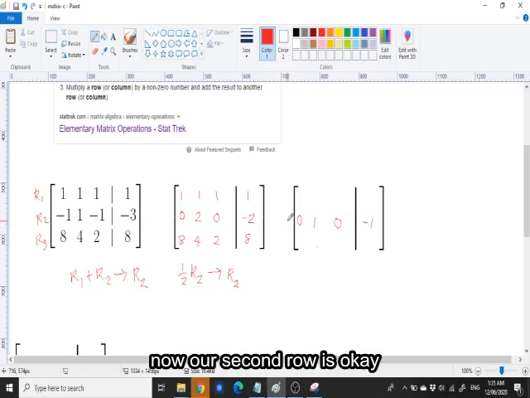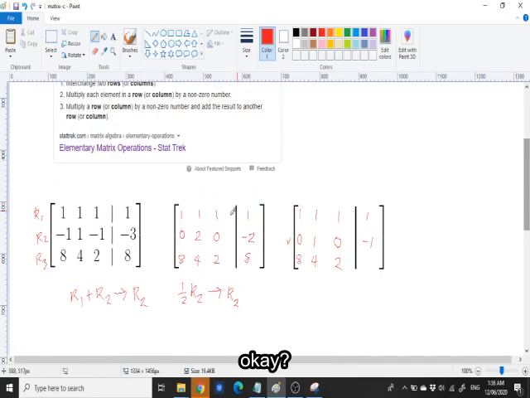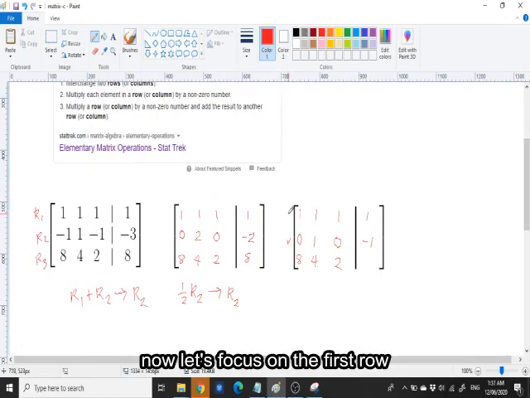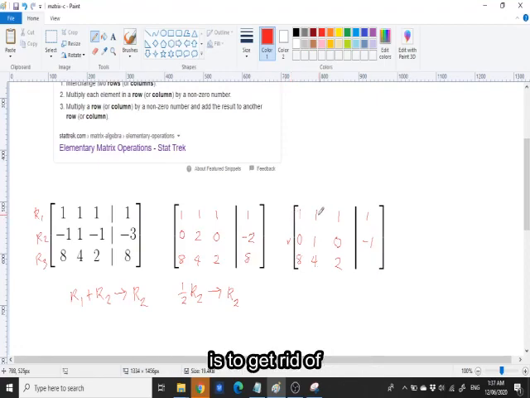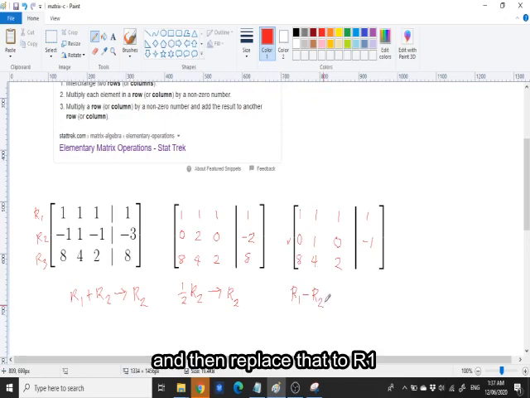Now our second row is okay, right? We found the value for B. So everything else will be copied. Now let's focus on the first row. One way of doing this is to get rid of this entry. So what we do is we subtract R1 by R2, then replace that to R1.